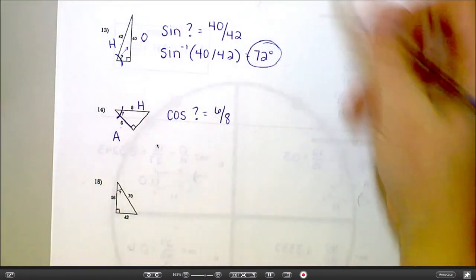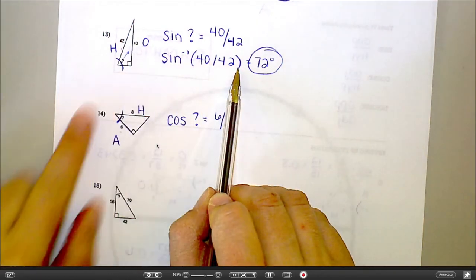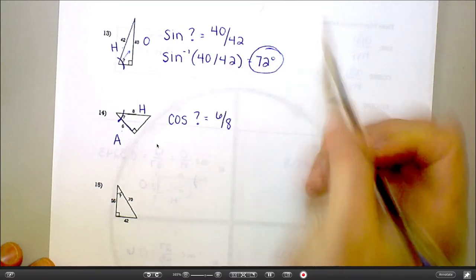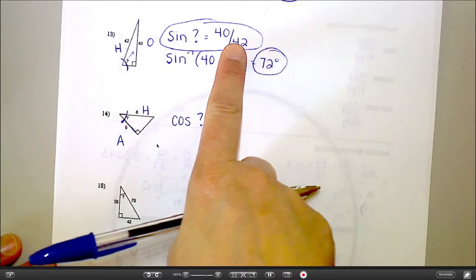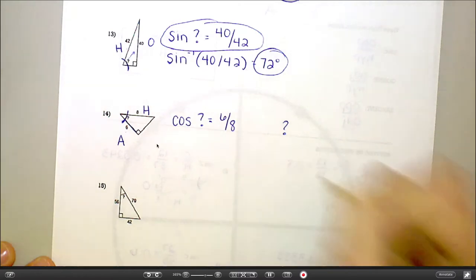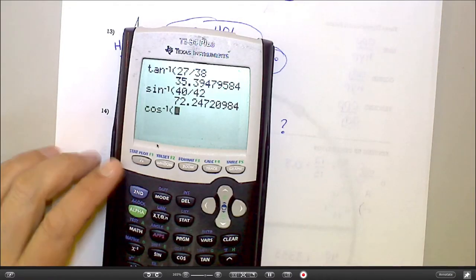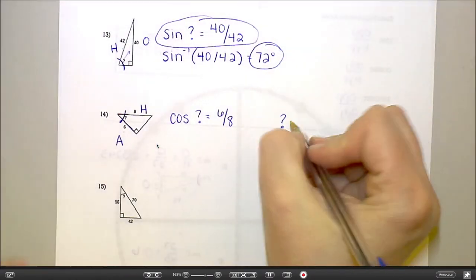By the way, I've been writing out this second step, like this sine negative 1, and so on. On your work, you don't actually have to write that step out. That's what it looks like in your calculator. I will want to see what trig ratio you used and what fraction you used. But then you could just say off to the side question mark, or probably most of the time you're going to end up using X. You won't be using question mark, but I'm just going with what was on here. So I'm going to hit second cosine of 6 divided by 8, 41 degrees.